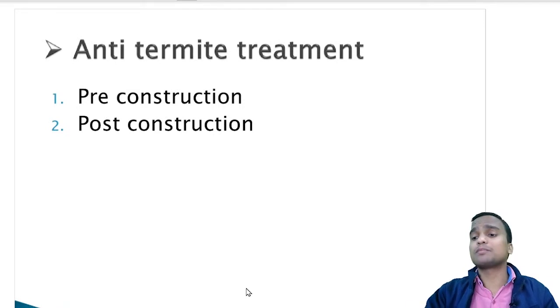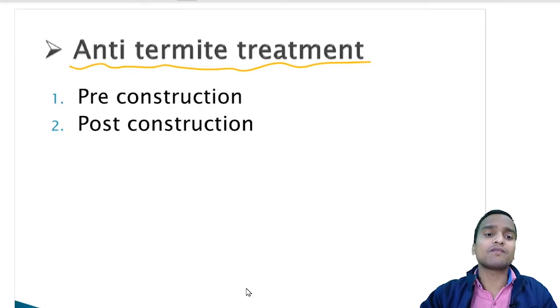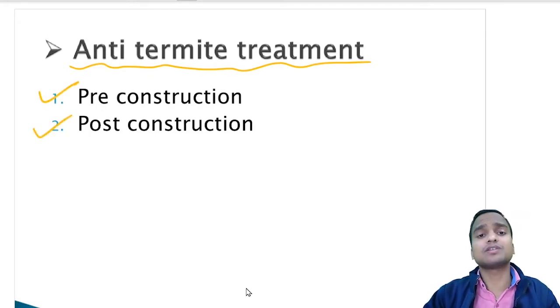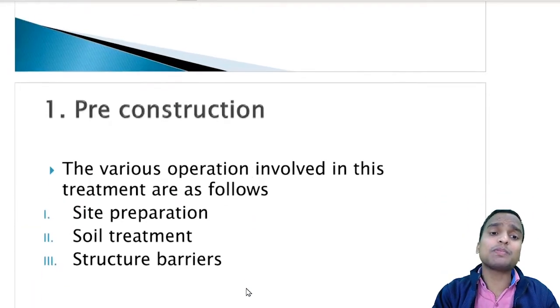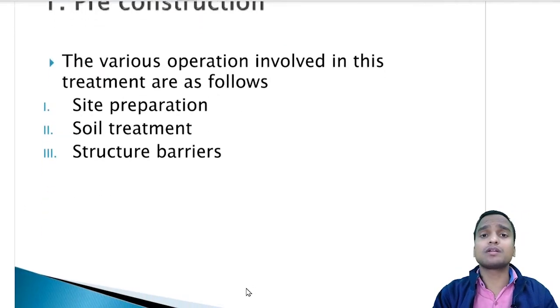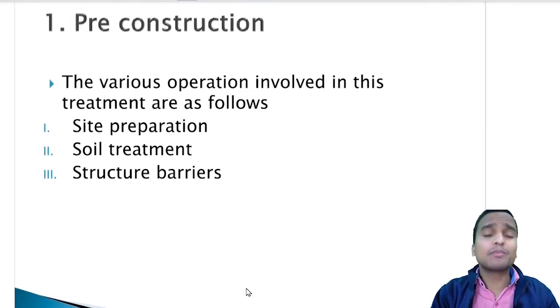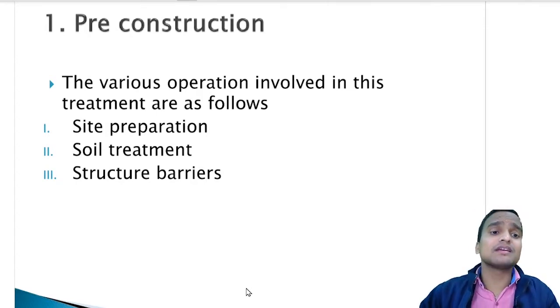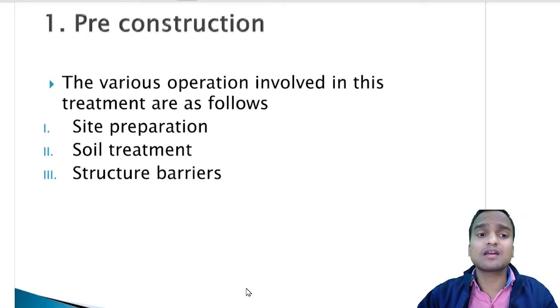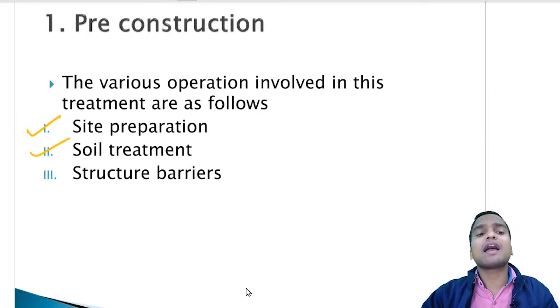So we have discussed here two anti-termite treatments basically: one is the pre-construction and the other is the post-construction anti-termite treatment. If we talk of the traditional method of pre-construction, now the modern method is the pipe laying system, but the traditional method which we do prior to the construction follows a three-step procedure. First is site preparation, second is soil treatment, and then we may also go for structural barrier application.